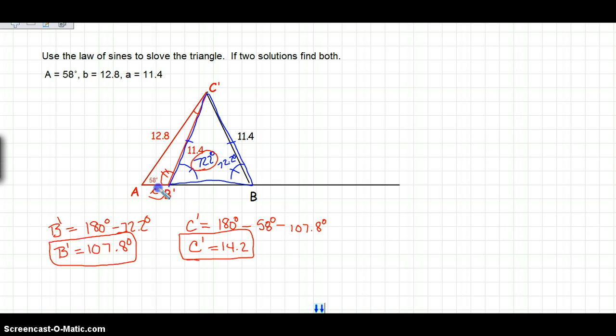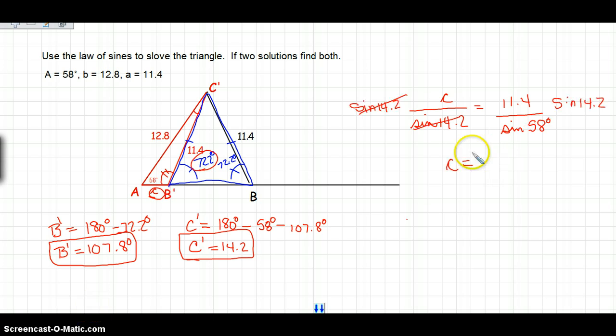Now to find little c, I'm going to use the law of sines again and set up the proportion. C over the sine of 14.2 is equal to 11.4 over the sine of 58. I'm going to multiply both sides by the sine of 14.2, not the sine of 58. C ends up equaling then 3.29. And I have solved my second triangle.